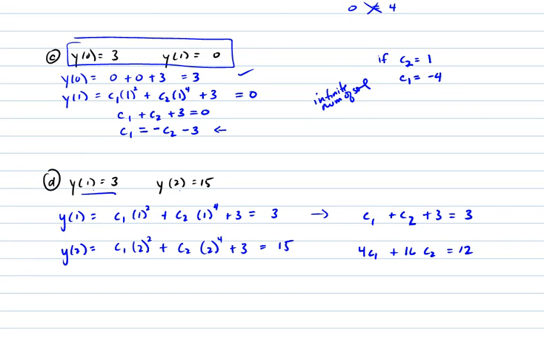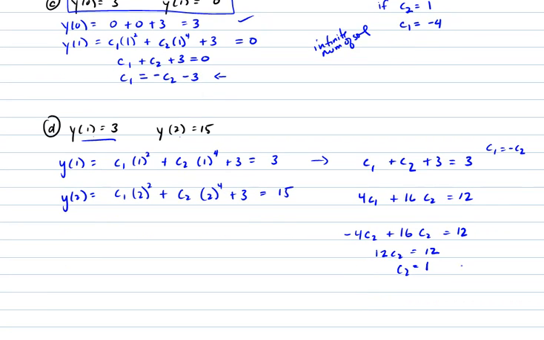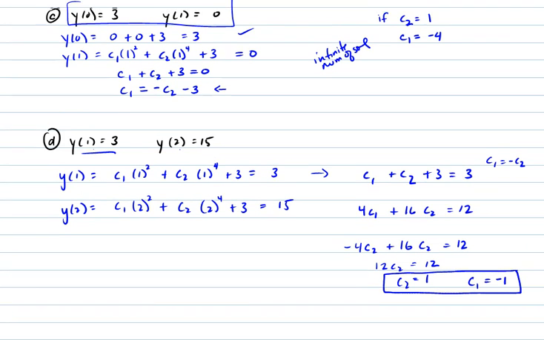I have two equations and two unknowns. In fact, from this one I get that C1 equals -C2, so that I get -4C2 plus 16C2 equals 12, or 12C2 equals 12, so that C2 is 1, and that means that C1 is -1. Plug that into the original equation and we have our unique solution.